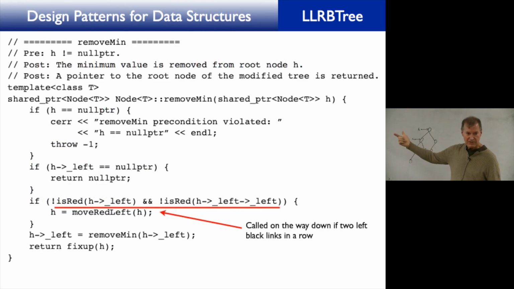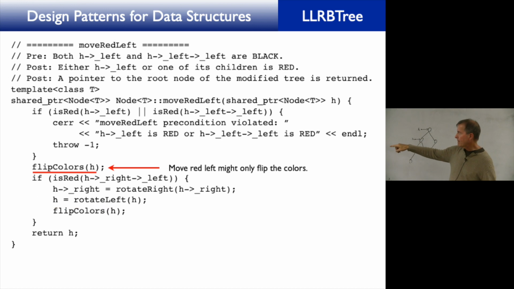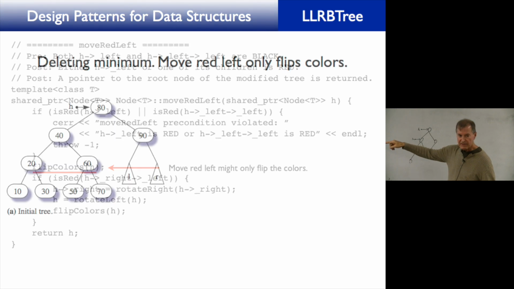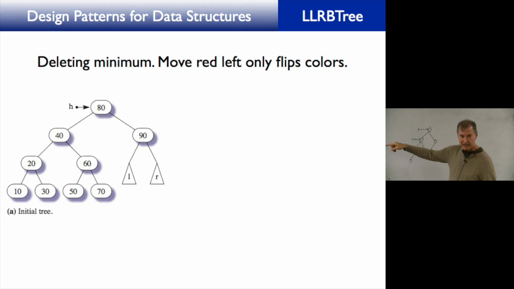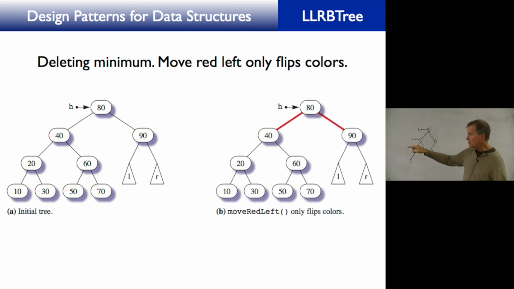So what gets called? Move red left. So what does move red left do? In this example, it only flips the colors. Why? Because the link from 90 to L is what? Is black. Are you with me? Now, does everybody see how that worked? So that only flips the colors, right? Now what happens?